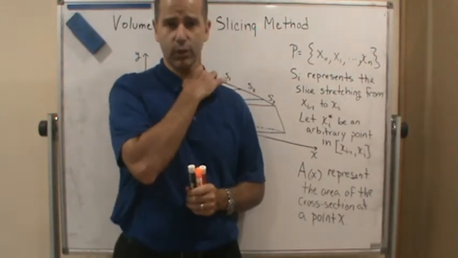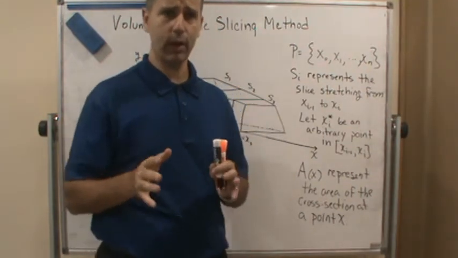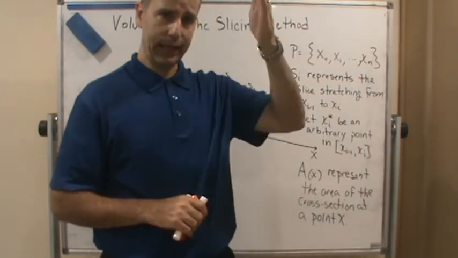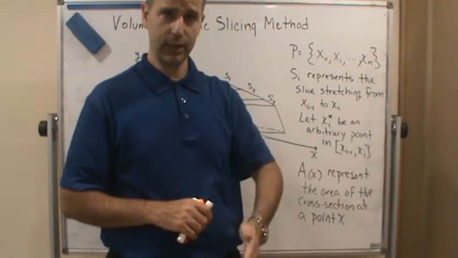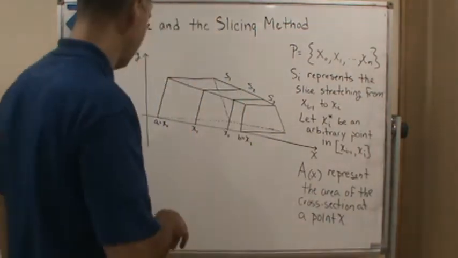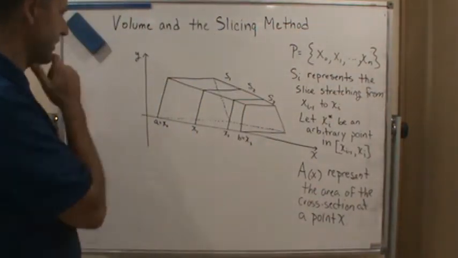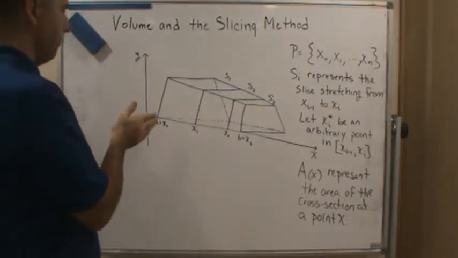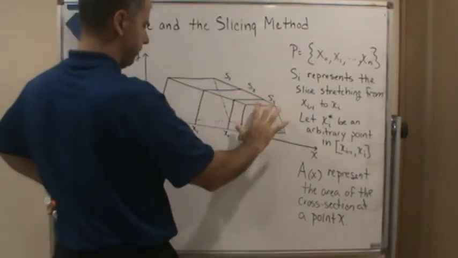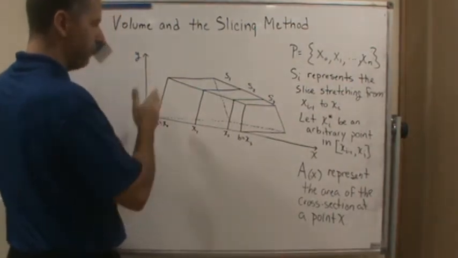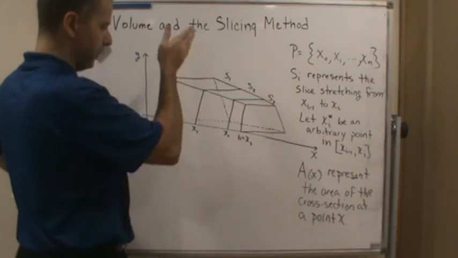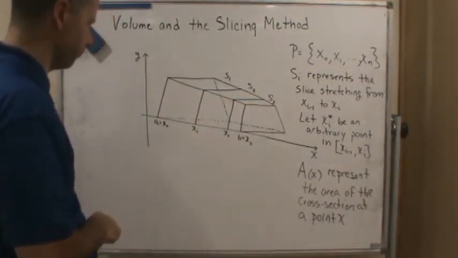But in this case we're going to start with the x-axis and create a perpendicular plane, our cross-section perpendicular to the x-axis. In this case, what we did was take this solid and partition it. We took several slices of it, perpendicular to the x-axis.